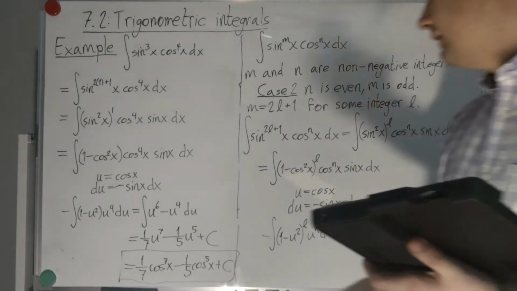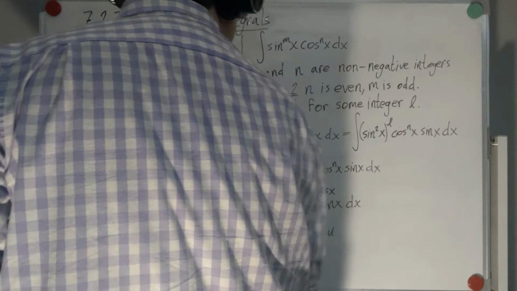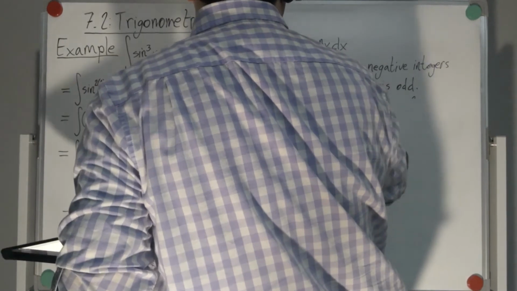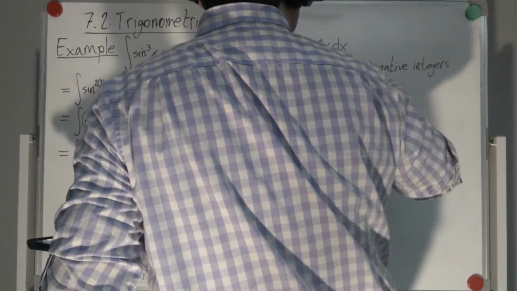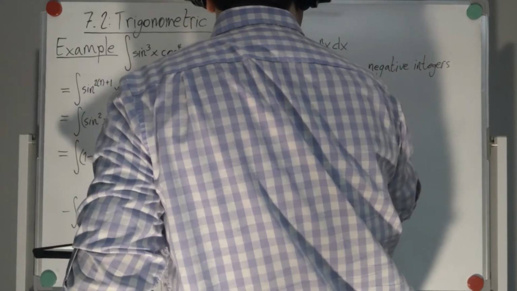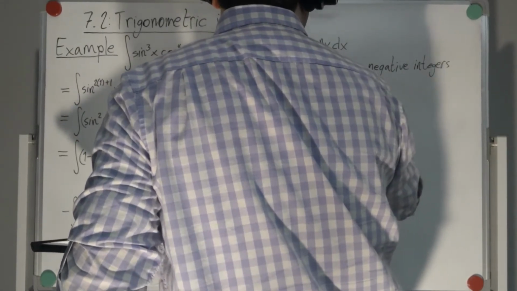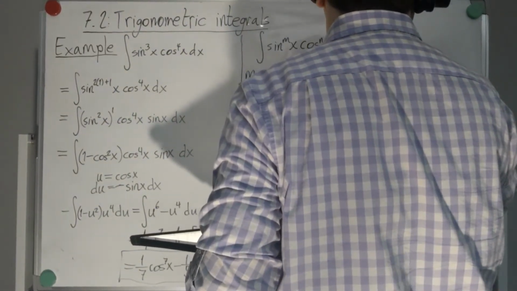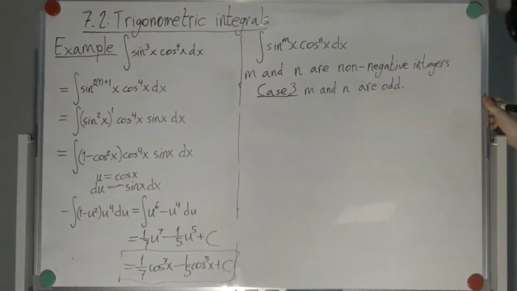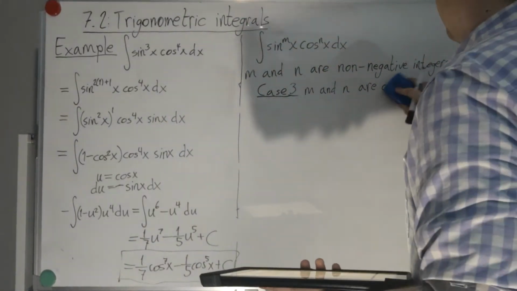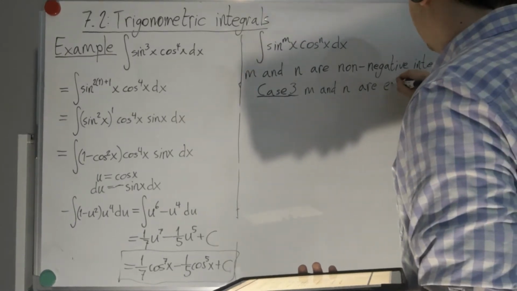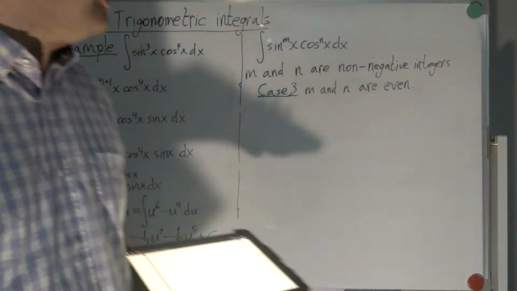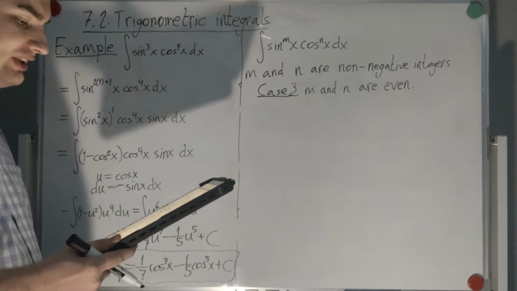All right, and so finally we have case 3. Case 3 is that neither of these two integers is odd. So they're both even, in other words. So case 3, m and n are odd. I mean even. Even. If they're both odd, then obviously case 1 could apply. But yes, let's say they're both even.